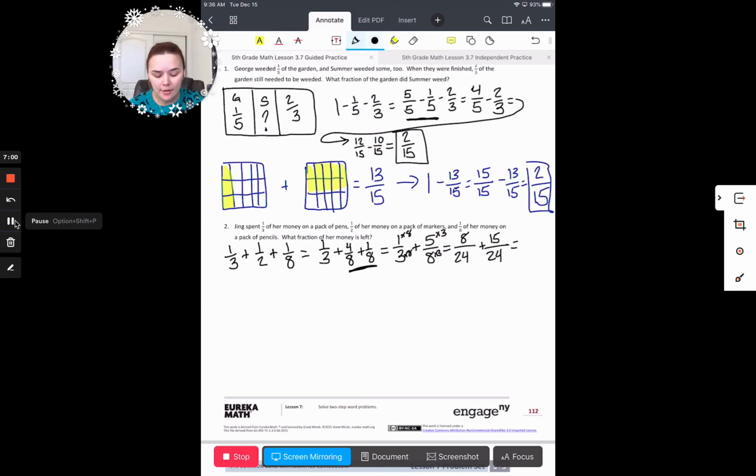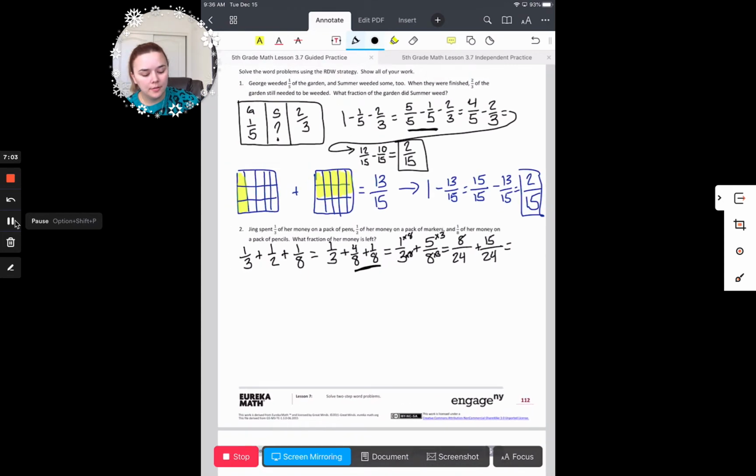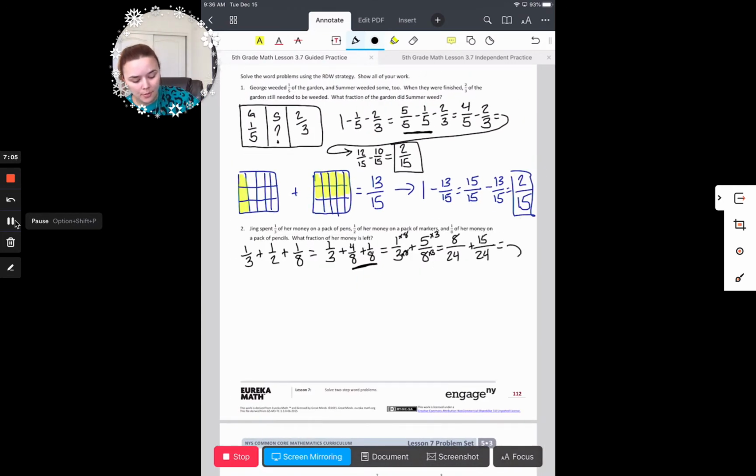So we're going to add our 8 24ths and our 15 24ths. I'm running out of room, so I'm going to bring this down here. Actually, no, I can put that up there. Sorry about that. So I add my 8 plus my 15, which gives me 23 24ths. So this is how much money Jean spent. She spent 23 24ths of her money.